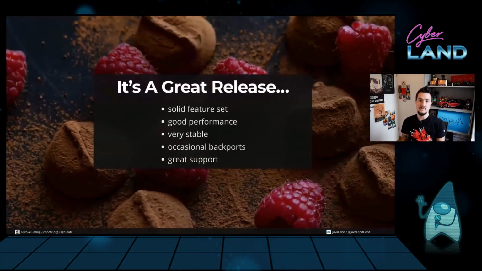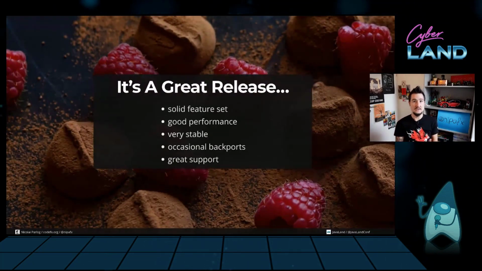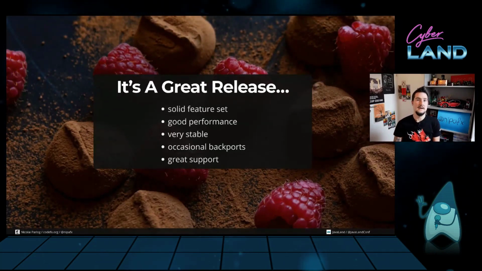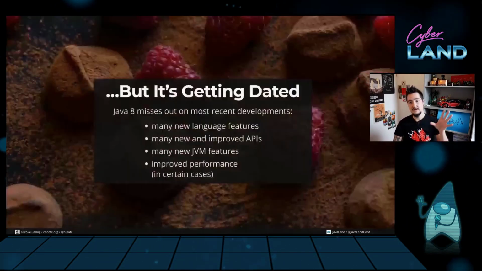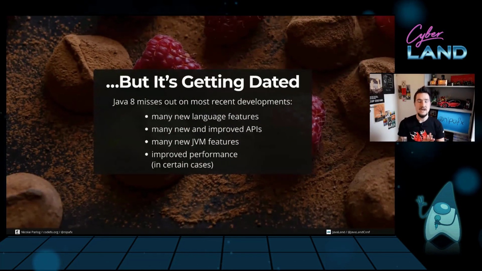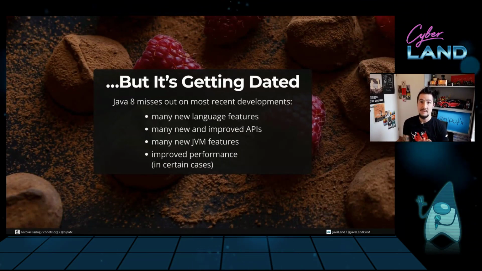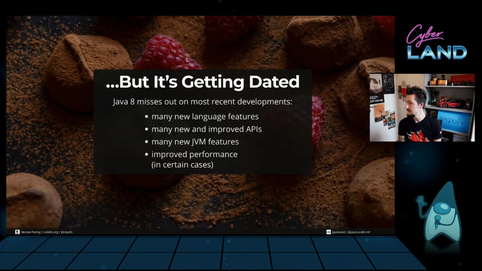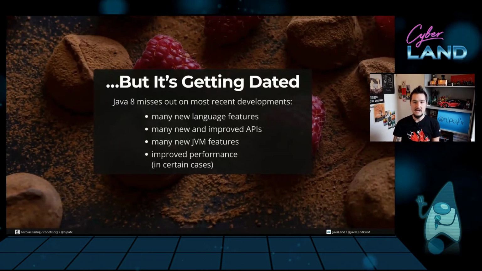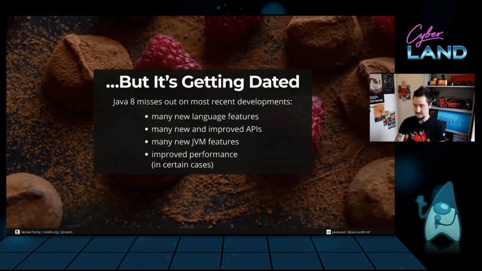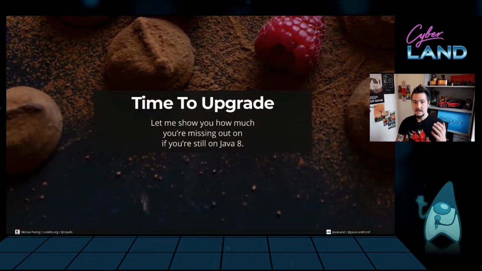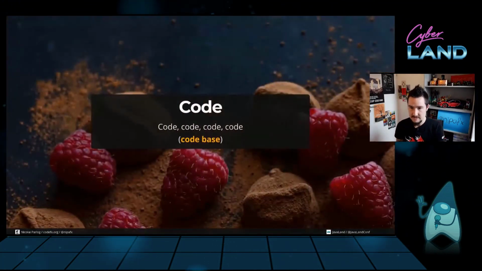And it's a good release to be on, right? It has a solid feature set. Performance is good. It's quite stable, and it still sees occasional backports, so really it's a good release to be on. But you can tell that it's 6 years old by now. There are many new language features that, of course, can't be backported. Many new APIs that could not be backported. JVM features and improved performance in specific cases. All of that cannot be backported to Java 8, and you're missing out on it if you're still using it. So now I want to show you what all these things are, and for that we're going to code a lot.